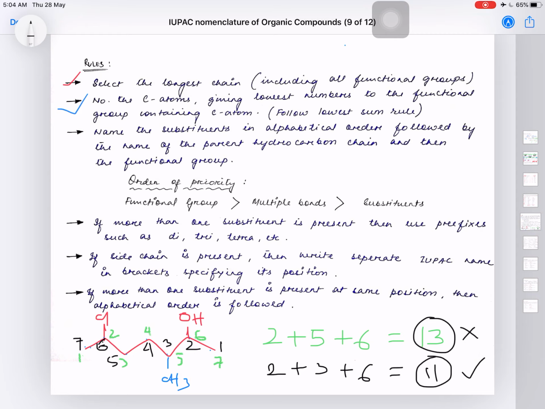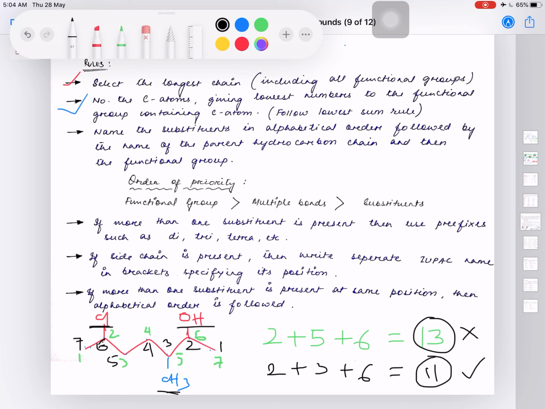Third rule is that we have to write the names of the substituents in alphabetical order. Say in this one, OH is a functional group, a type B functional group, and Cl is a type A functional group, and CH3 is a substituent. So for this compound, the name will be written like this.